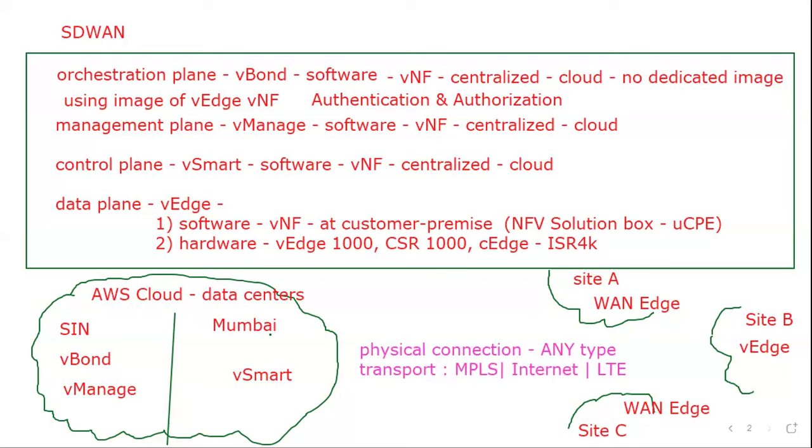Now I'll say that we are not sure what is being used to have the physical connectivity. It could be anything for the physical connection, and with the help of these physical connections, now these locations are connected. The data center is also connected. These sites are also connected.